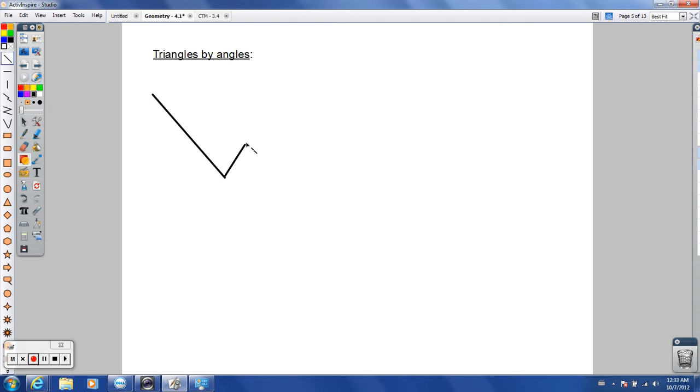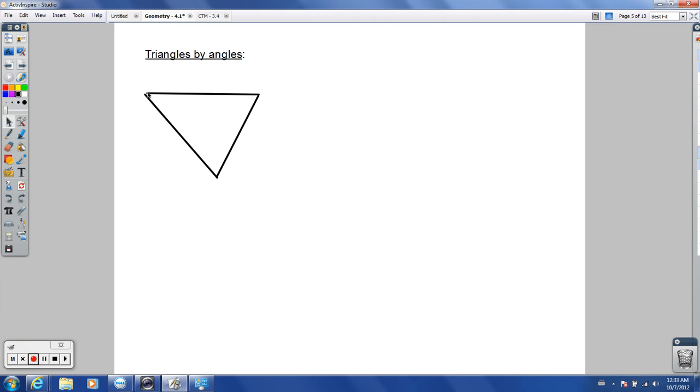You'll notice on this one I'm trying my best to make sure that none of the angles are bigger than 90 degrees. Well, what does that mean? If none of them are bigger than 90 degrees, we'll get there in a second. Let me connect those a little better. There we go. Alright, so this one, none are bigger than 90 degrees.